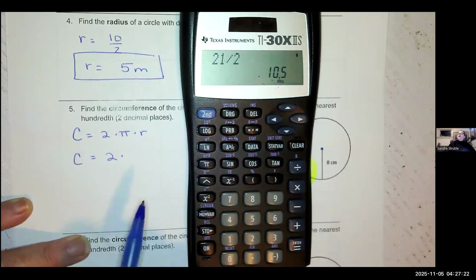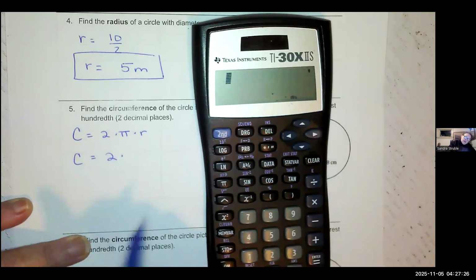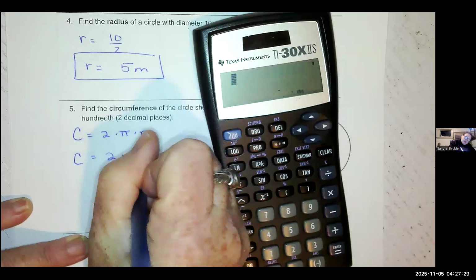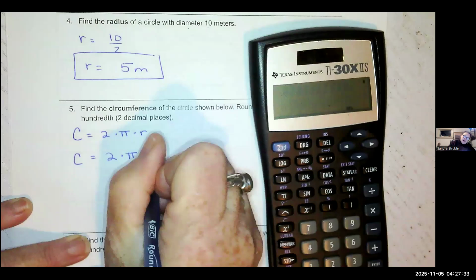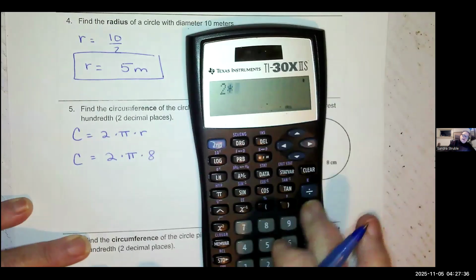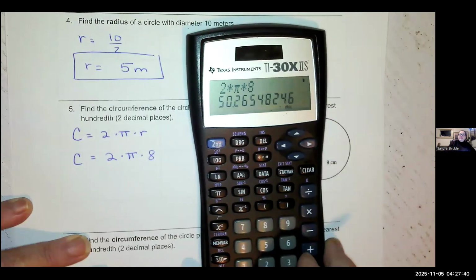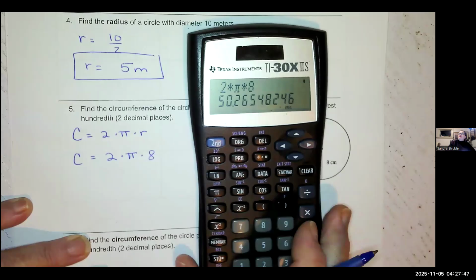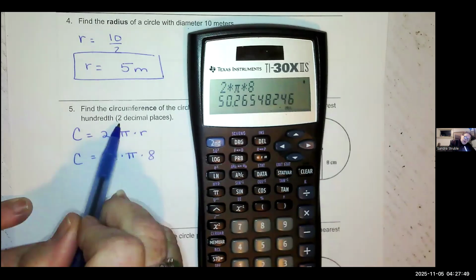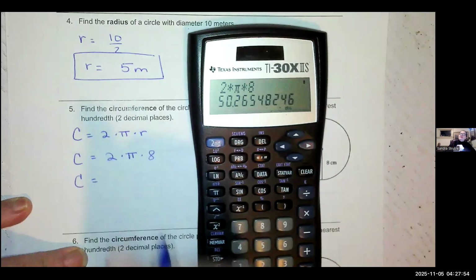All right, so we're going to go 2 times pi times our radius, 8 centimeters. 2 times pi times 8 equals, and we're going to get a decimal, because pi is a forever-going number. It's a non-terminating number. We want to round to 2 decimal places, so let's make sure we understand that. Pause the video and attempt this part yourself.